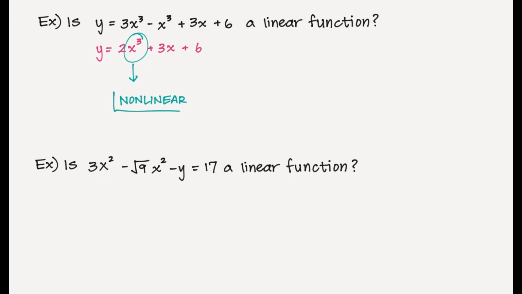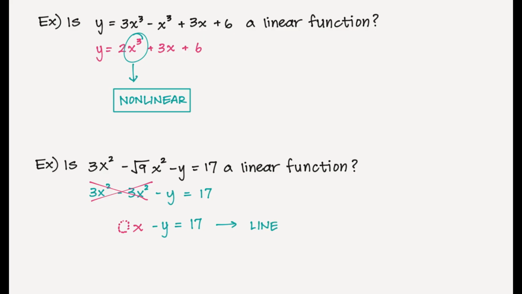All right, my final example is 3x squared minus the square root of 9 times x squared minus y is equal to 17. So I know that I can take the square root of 9, which is 3, so that's 3x squared minus 3x squared minus y equal to 17. And 3x squared minus 3x squared cancels each other out, so I am left with negative y is equal to 17. Now, if you notice, I don't have an x here, but if the number in front of it was a 0, then this would be in standard form, which means that this is a linear function.